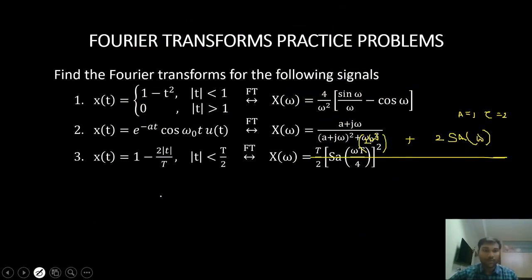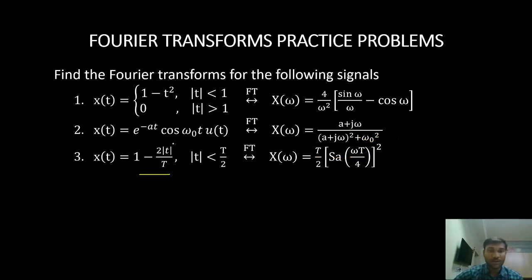So these are different problems you can practice. This is the triangular function, which we already found in one of the previous slides. And this is e power minus at cos omega naught t u of t. We found the sine version, sine omega naught t u of t, in one of the previous slides. So this is the cos version. It is very similar to that. And this is another problem you can try for practice.